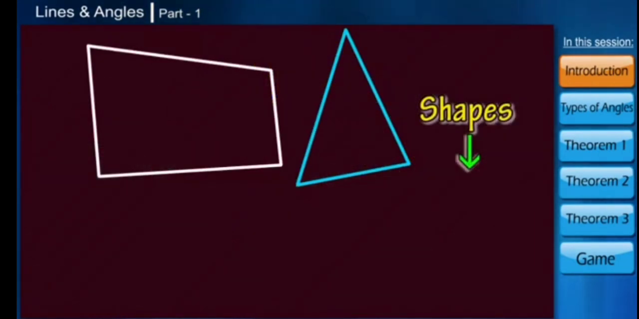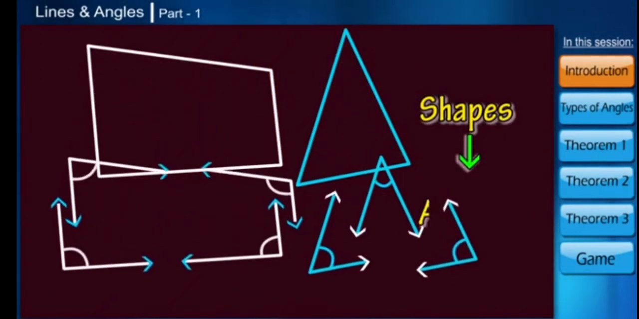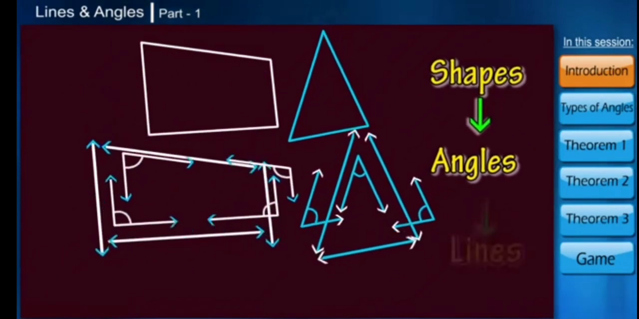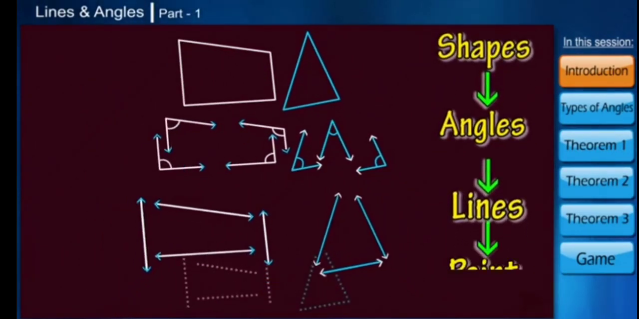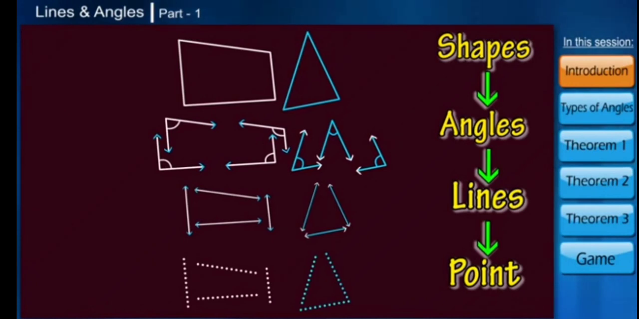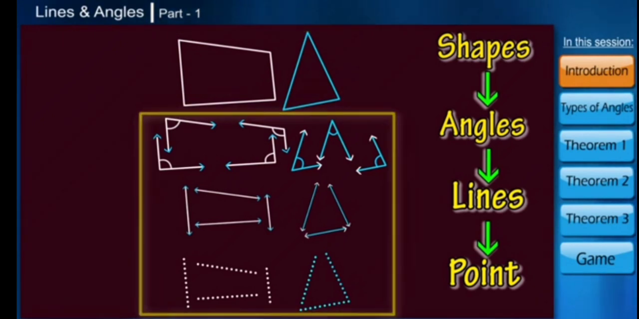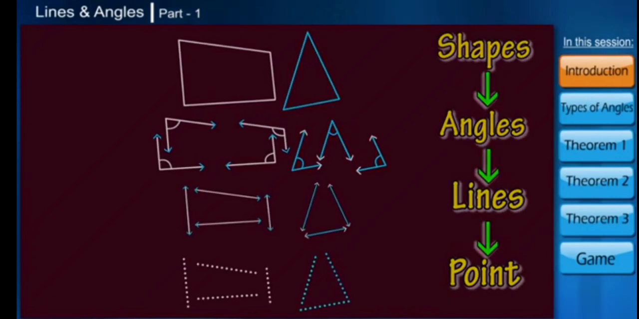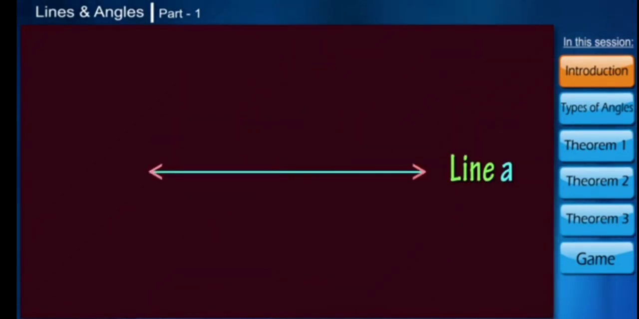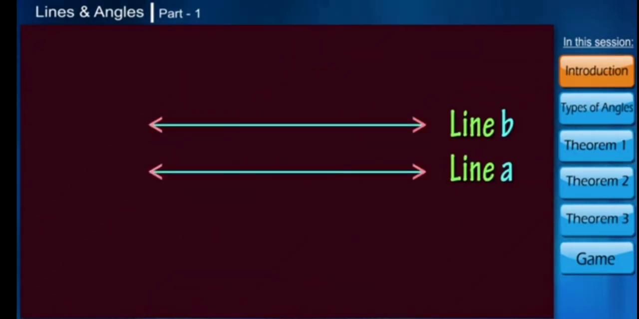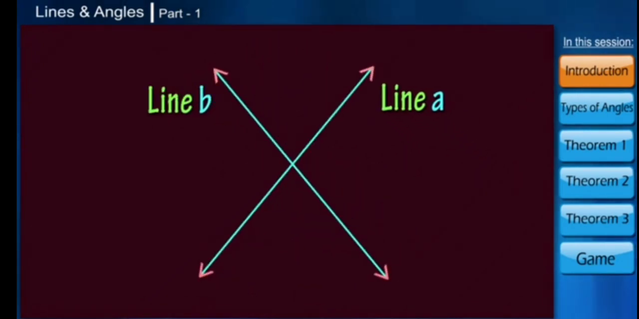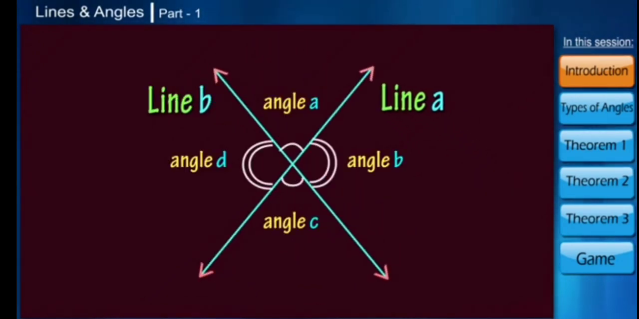When we break down all these shapes, it comes down to angles, further we get lines, and at the end we have a point. So today in this session, instead of learning the shapes as whole, let's learn the various elements that form these shapes. So now we know what a line is, and when two such lines intersect each other, angles are formed.